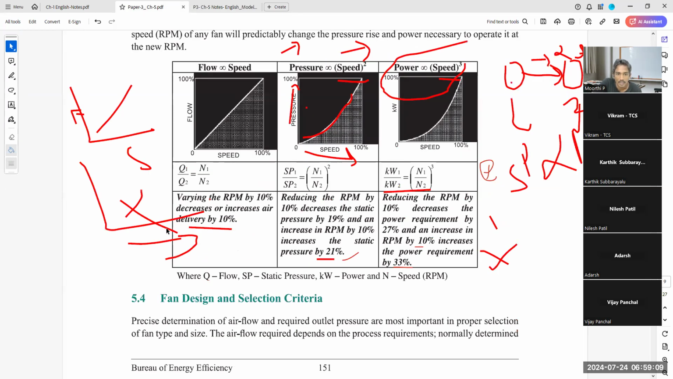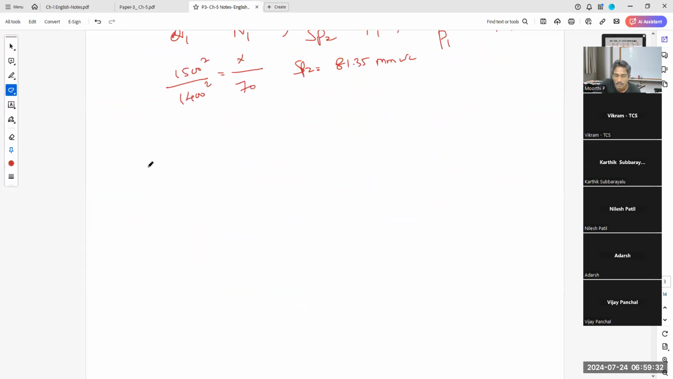Okay, next. This is very important, 1 mark. Sometimes they always ask here, speed 1500, I am going to reduce 10%. 10% means what is the value? 1500 reduce 10%, how much value? 1350. 1500 10%, how much value reduces? 150, na? Okay. 150.